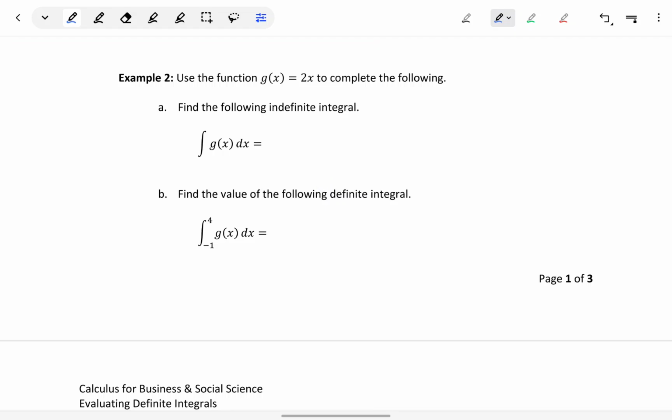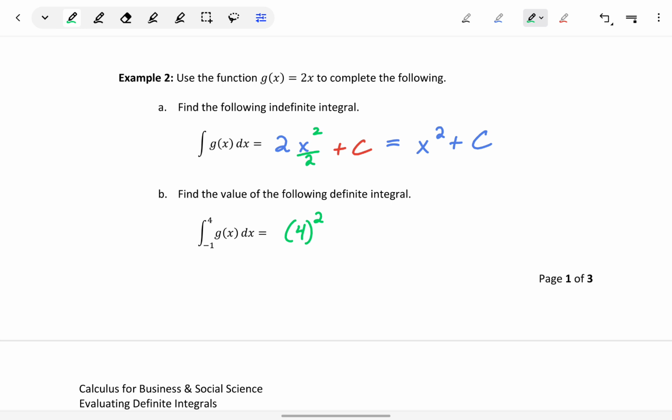We can do that again with the function 2x. In this case, to integrate, this would become 2 times x to the second divided by 2 plus that constant c. 2 over 2 will reduce, so this will become x squared plus c. We need plus c in there as part of the indefinite integral, but we know once we start evaluating the definite integral, the c's will always cancel.